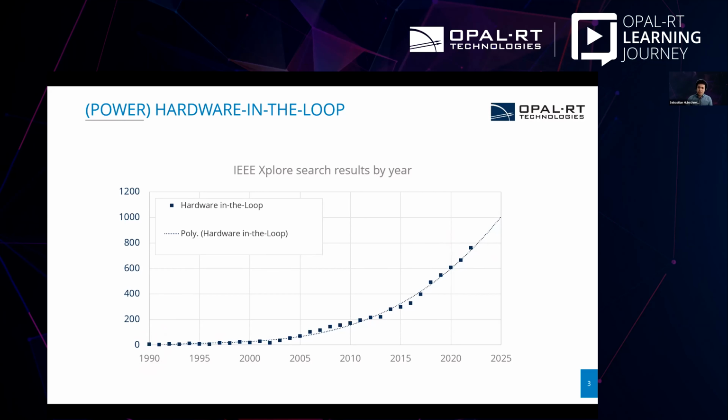Now, let's compare those numbers to those using the keyword power hardware in the loop, depicted now in the lighter blue and on the right y-axis. Again, we can see a strong, or probably even stronger, rise of interest on the topic, finding 75 publications in the year 2022. I think this shows that PHIL by now is an established tool for testing, not only on the research stage anymore. I think we can state that not only PHIL as a method itself is in focus anymore, but by now it reaches an application level.